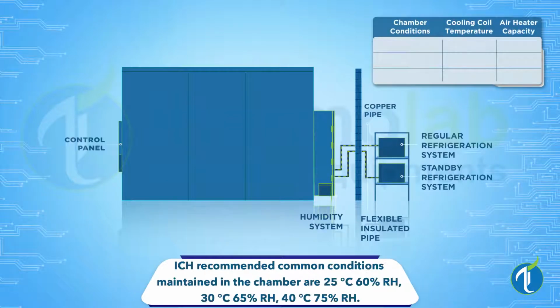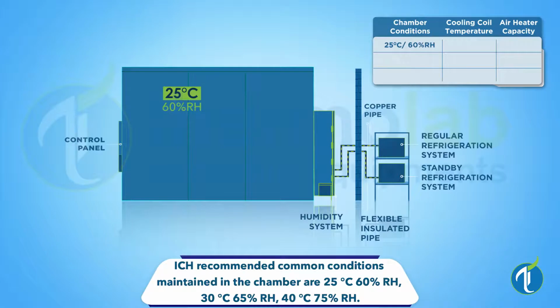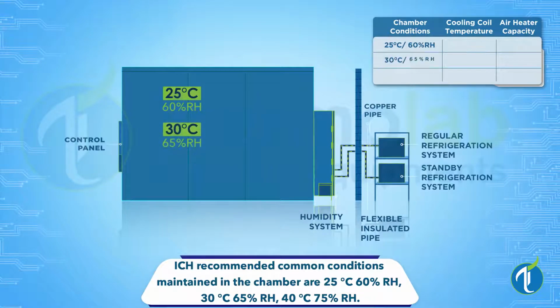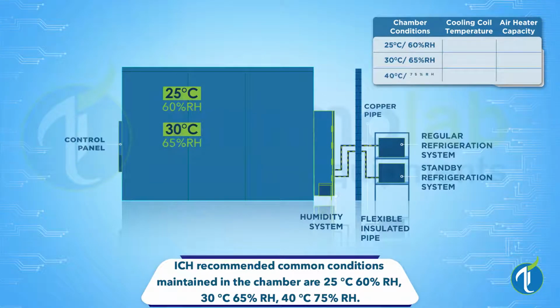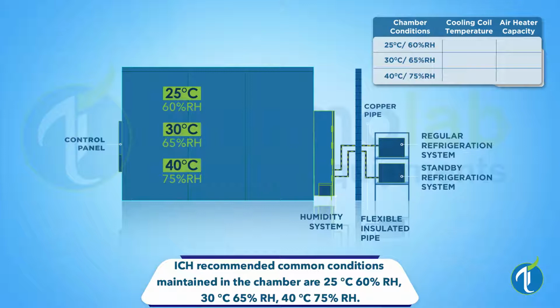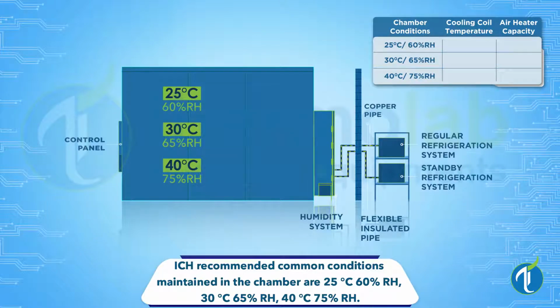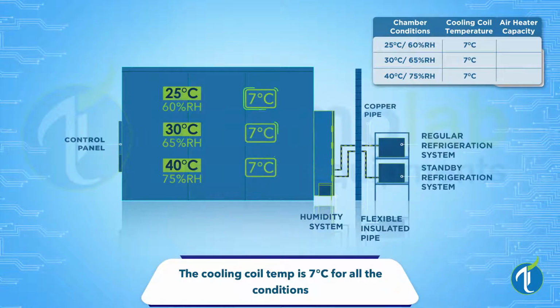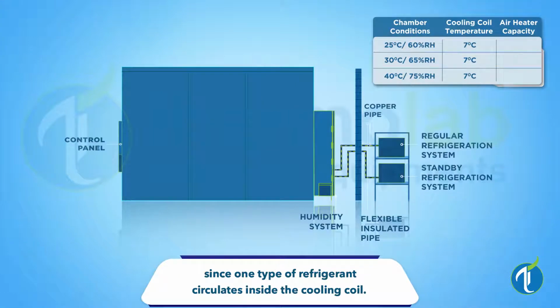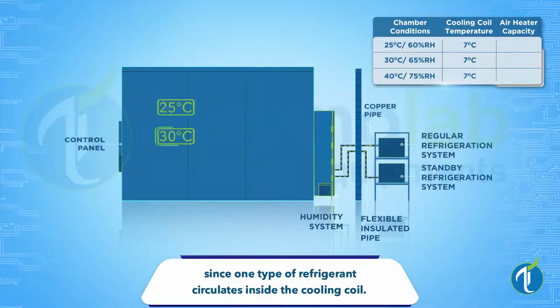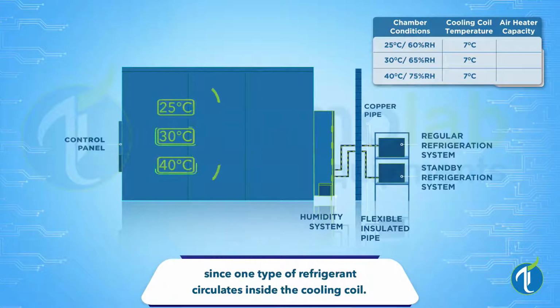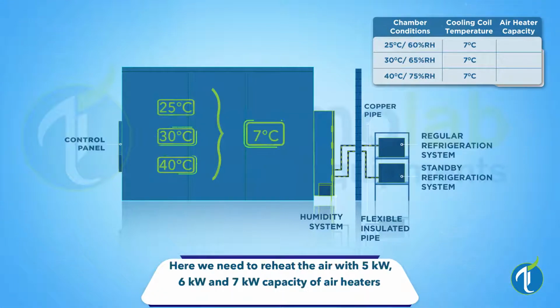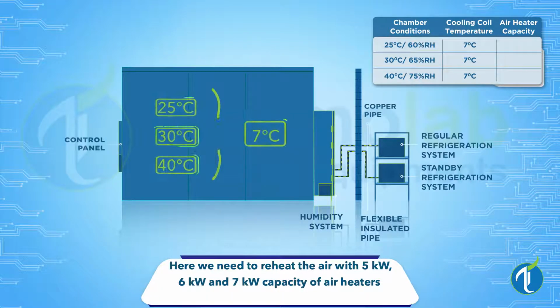The chamber conditions are 25 degrees Celsius 60% RH, 30 degrees Celsius 65% RH, and 40 degrees Celsius 75% RH. The cooling coil temperature is 7 degrees Celsius in all three cases. If you want to set the condition of 25, 30 or 40 degrees Celsius, when the cooling coil temperature is 7 degrees Celsius, we have to heat the air.